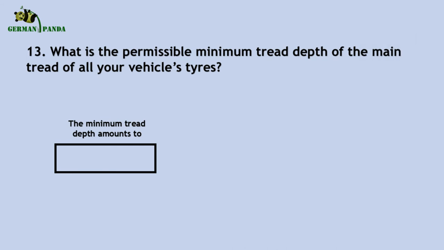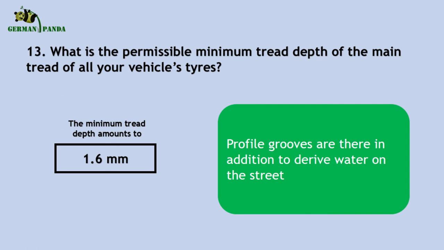What is the permissible minimum tread depth of the main tread of all your vehicle tires? The minimum tread depth amounts to 1.6 mm. Profile grooves are there in addition to drain water on the street.